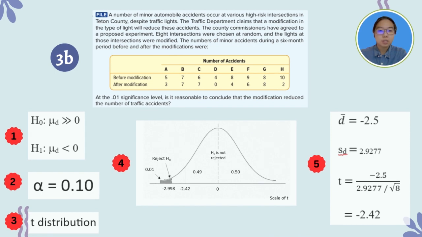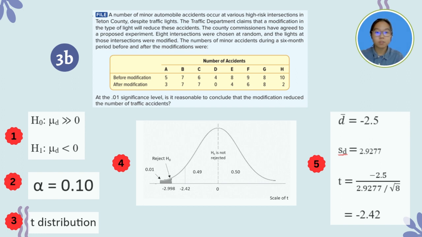Lastly, question 3b. A number of minor automobile accidents occurred at various high-risk intersections in 13 counties despite traffic lights. The traffic department claims that a modification in the type of light will reduce these accidents. The county commissioners have agreed to a proposed experiment. 8 intersections were chosen at random, and the lights at those intersections were modified. At the 0.1 significance level, is it reasonable to conclude that the modification reduced the number of traffic accidents?